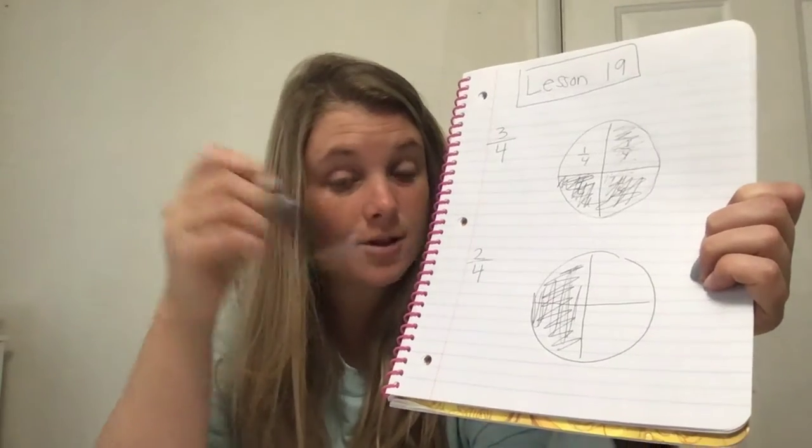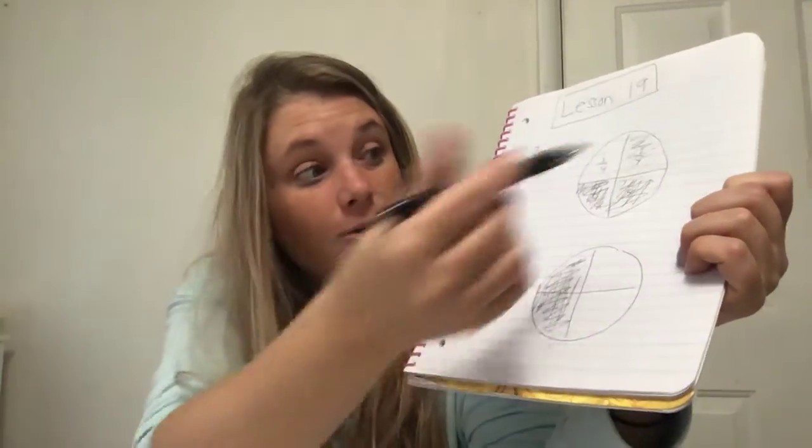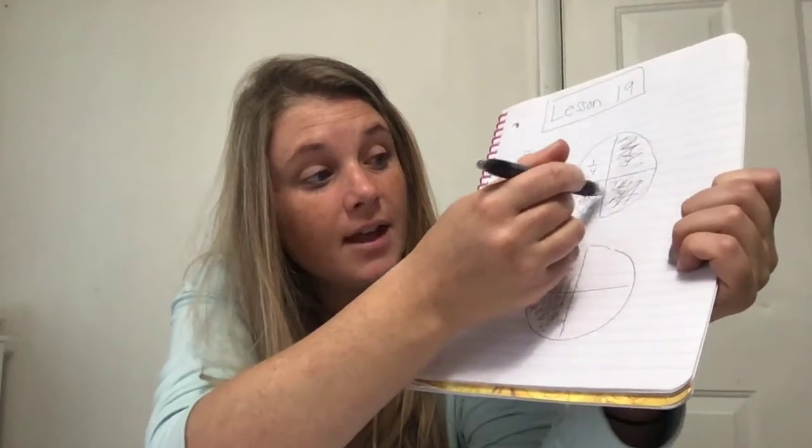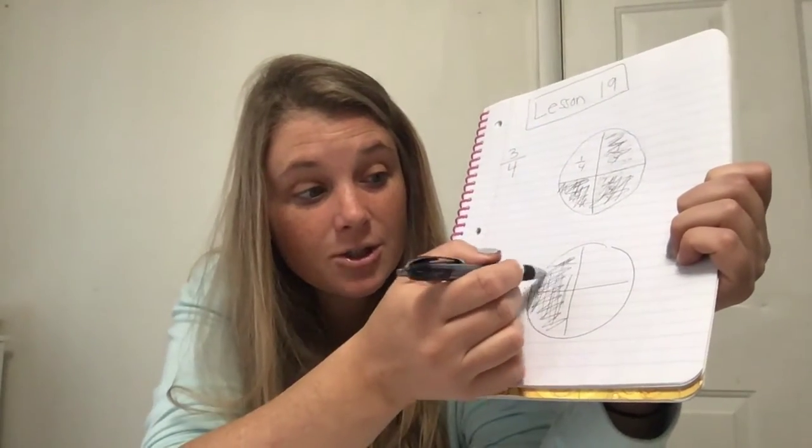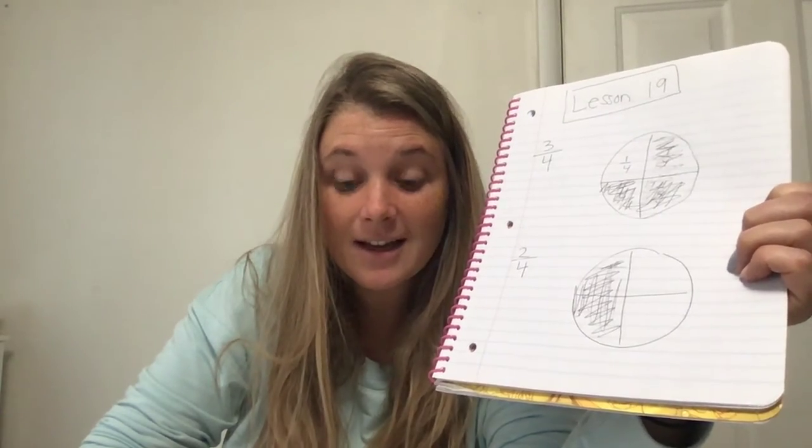Okay, so which fraction is bigger? 3/4 or 2/4? 3/4, right? Because this is all of this. 2/4 is 2 of the 4 pieces, right? So we know that 3/4 is bigger than 2/4. Okay, now let's turn the page. Let's write the number 1/2.